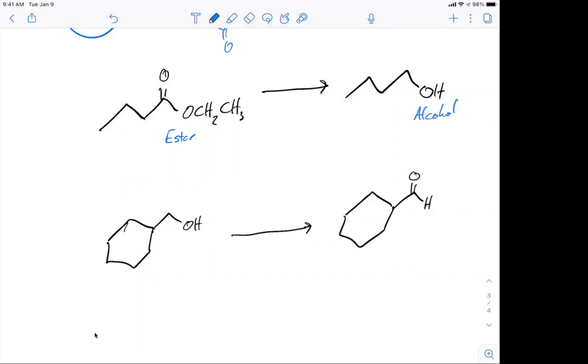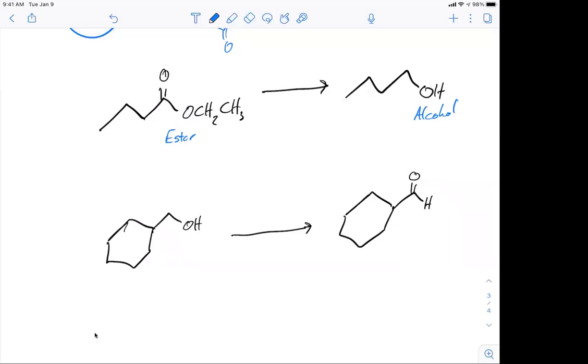This is something an old chemistry teacher in high school taught me, is, you know, always keep your pencil running. So if you see something you don't know what the answer is, don't stop and stare at it. Think about what you do know. I know that's an ester. I know that's an alcohol.